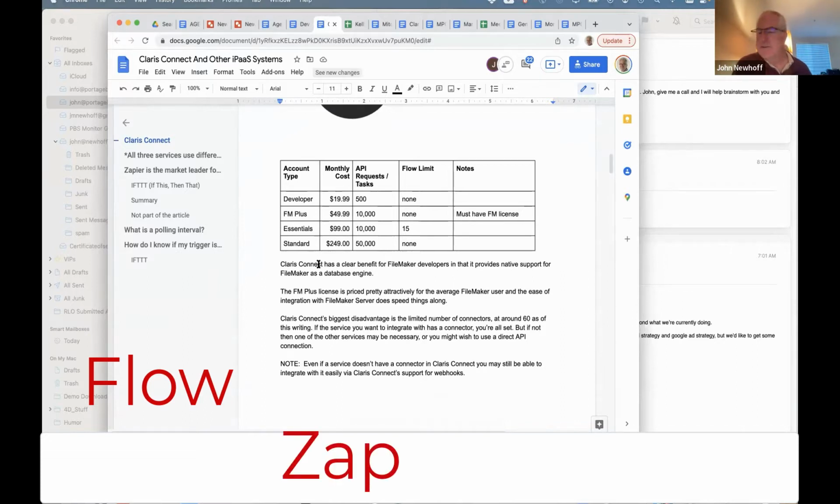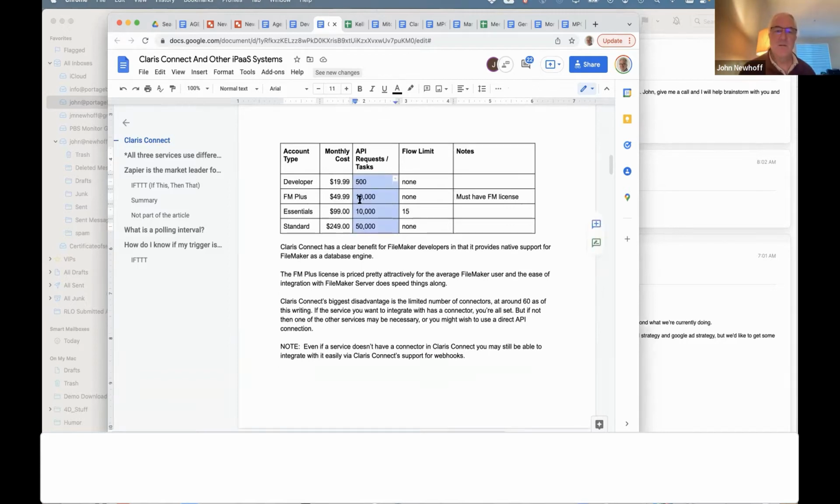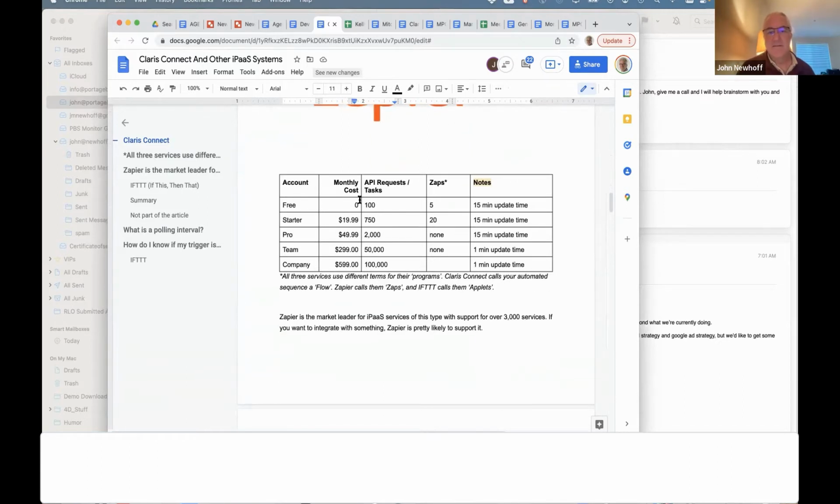One of the other systems, and I forget which, calls it a recipe. So they have different names for what a flow is, and they have different ways of controlling, of segmenting the user base and controlling what we're paying. Claris is using API requests as the differentiator here. If I go down and look at Zapier, they're also using API requests. Their pricing is pretty similar.